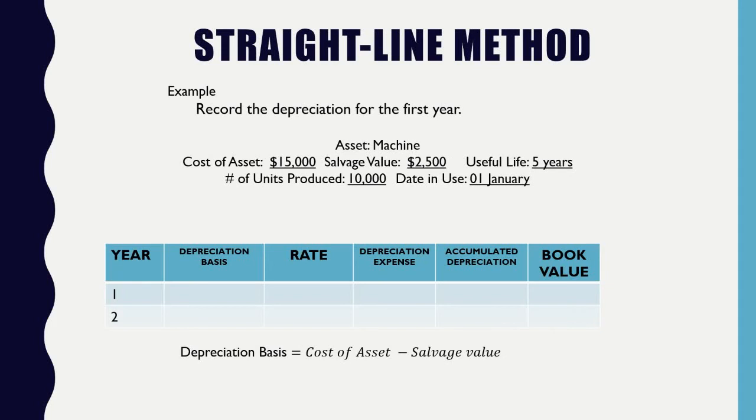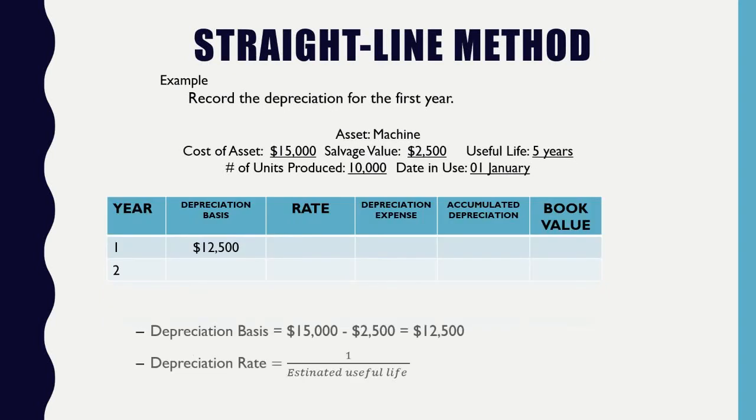So let's go ahead and take an example here. We have a machine that costs $15,000 with a salvage value of $2,500. Its useful life is 5 years, and the number of units it can produce is 10,000 units. The date that we place into service is January 1st. So the depreciation basis here is your cost of the asset minus salvage value, in this case 15,000 minus 2,500, which gives you 12,500. Yes, good.